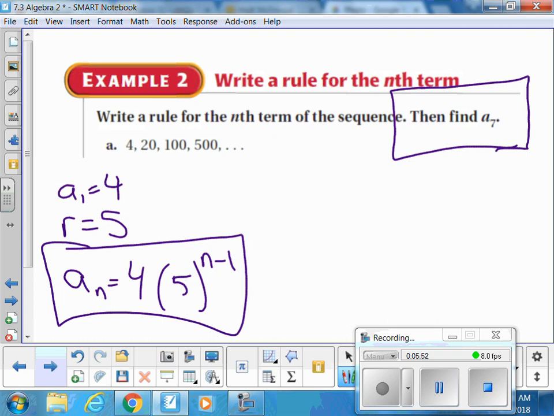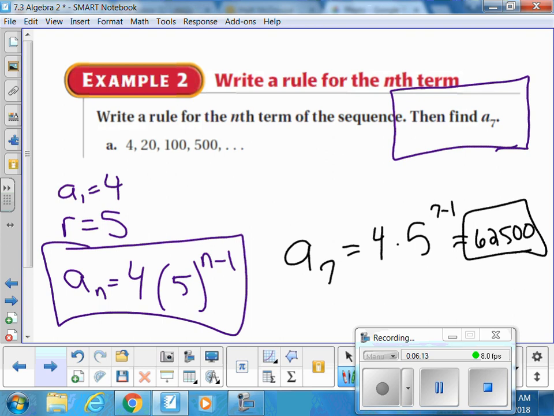Now we need to use our formula to find the seventh term. So we're finding a7. We will just simply stick a 7 in for n. So 4 times 5 to the 6th power. It's pretty big. 625 0 0. Sound about right?